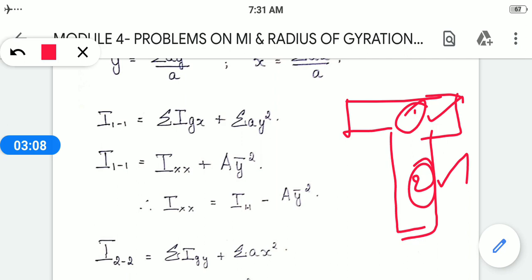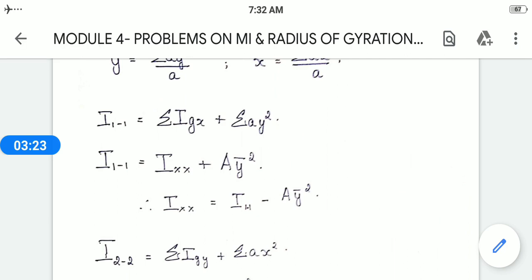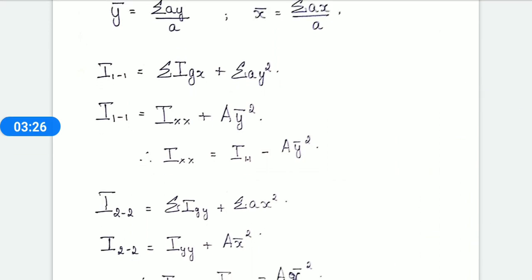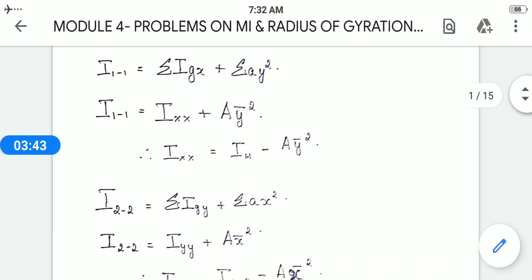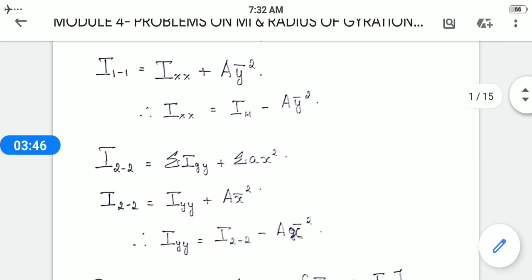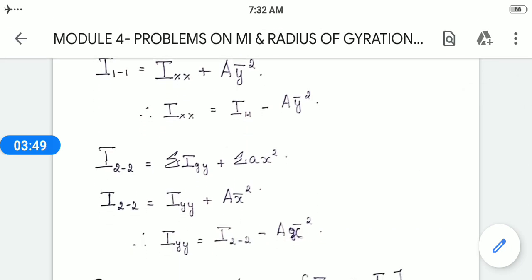If it has two elements, the formula will be divided into first element plus second element, and if there are more elements, it will go further on, up to however many elements there are. So after finding I11, substitute in the formula. I11 is equal to Ixx plus a y bar square, and you can find Ixx from this formula. Similarly, I22 will be equal to, instead of a y square, you substitute a x square, and instead of I gx, you substitute I gy. From that, substitute in the formula of I22 and get your Iyy value.